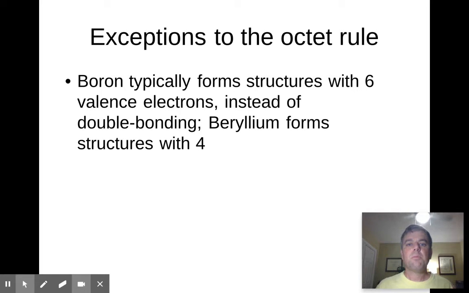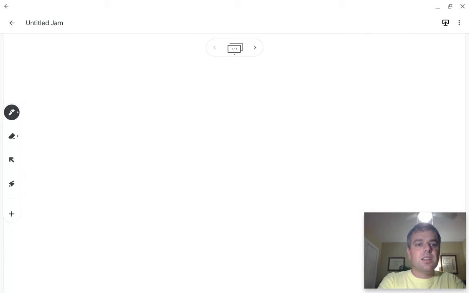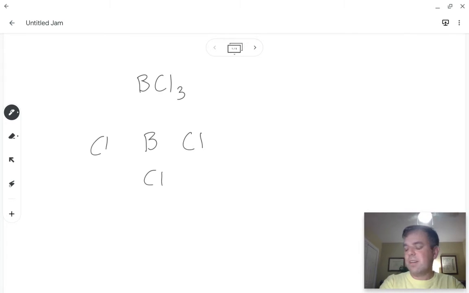Boron typically forms structures with only 6 valence electrons instead of forming double bonds, and beryllium forms structures with only 4 valence electrons. The key one to focus on for this is boron. For instance, if we're working with the compound boron trichloride, boron will bond with 3 different chlorines. If we look at the valence electrons, boron has 3 plus 7 plus 7 plus 7. We add them up, we get 24 valence electrons or 12 pair.